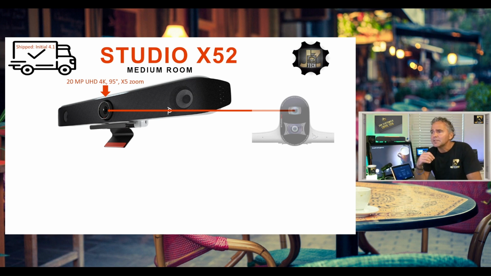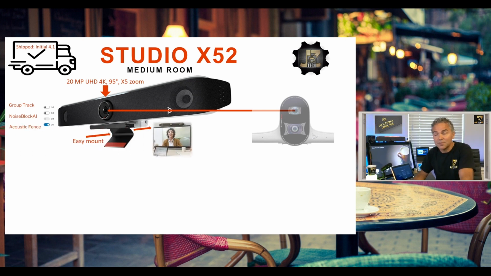You will see that sharper image. So it inherits all the features we know from the StudioX, like Director AI with group tracking, speaker tracking to find those participants in the room. Think of Noise Block AI to filter out unwanted noise in the meeting room. Think of acoustic fence, where it's able to block out maybe a coffee machine on the side, etc. So it inherits all those features in the X52.